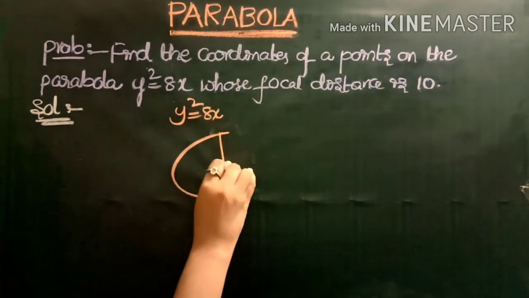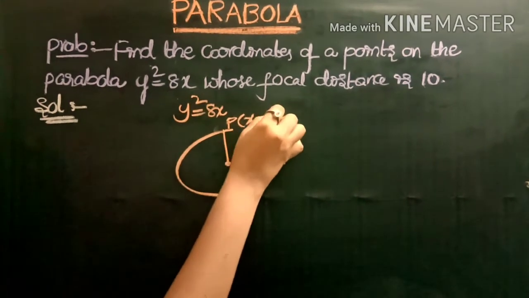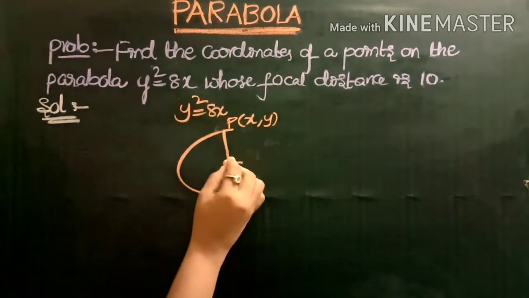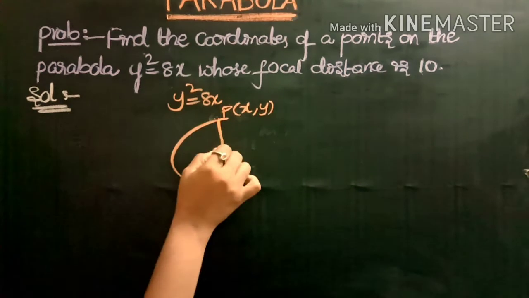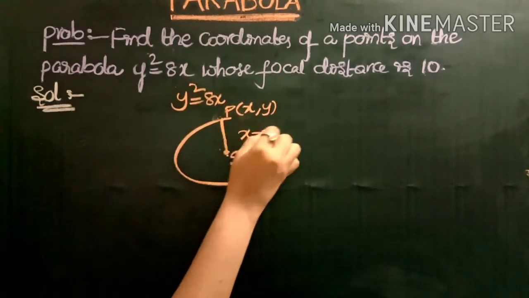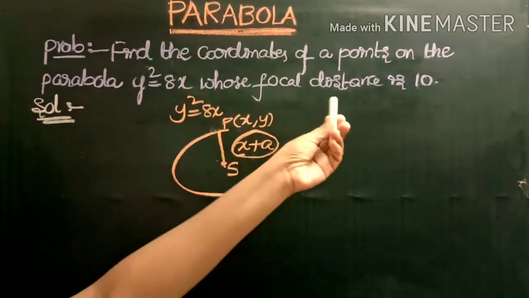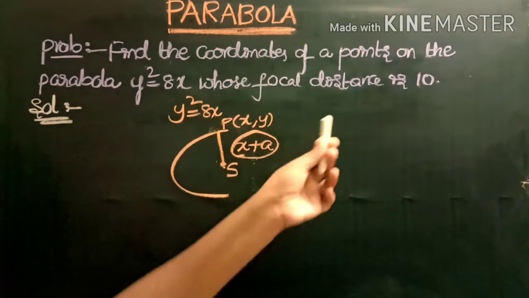Focal distance of a point, this is the focus. Focal distance of a point means, suppose x comma y is any point on the parabola, then its focal distance is equal to SP, the distance of that point from the focus. The formula for finding the focal distance is x plus a. So given that the focal distance is equal to 10, that is x plus a is equal to 10.